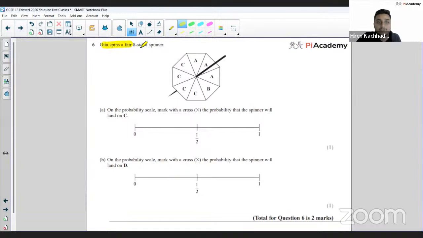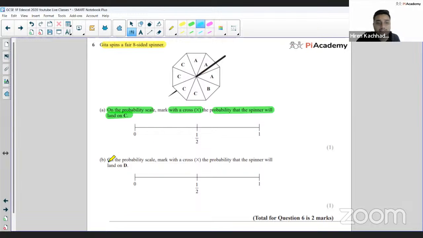Geeta spins a fair 8-sided spinner. As you can see, this is the 8-sided spinner. The question is: on the probability scale, mark with a cross the probability that the spinner will land on C. So basically in this question, we have to draw the X on the probability scale to represent the probability of getting C. This is our first question.